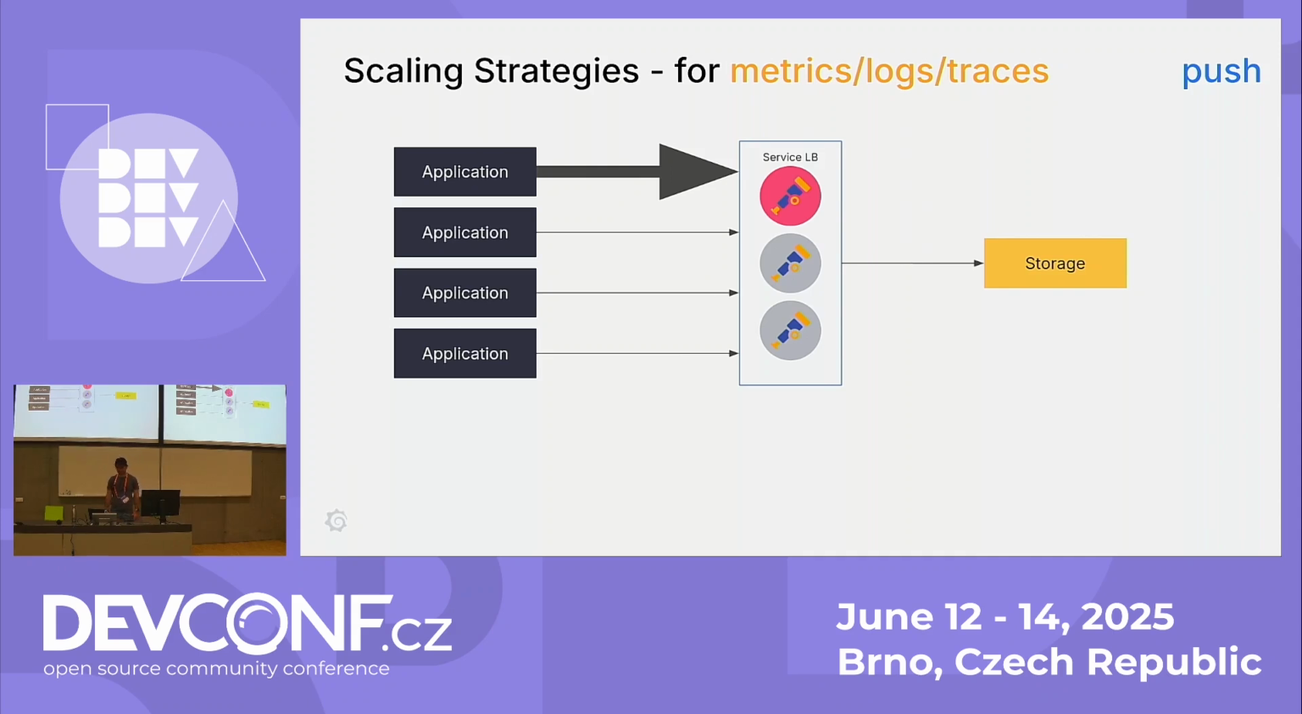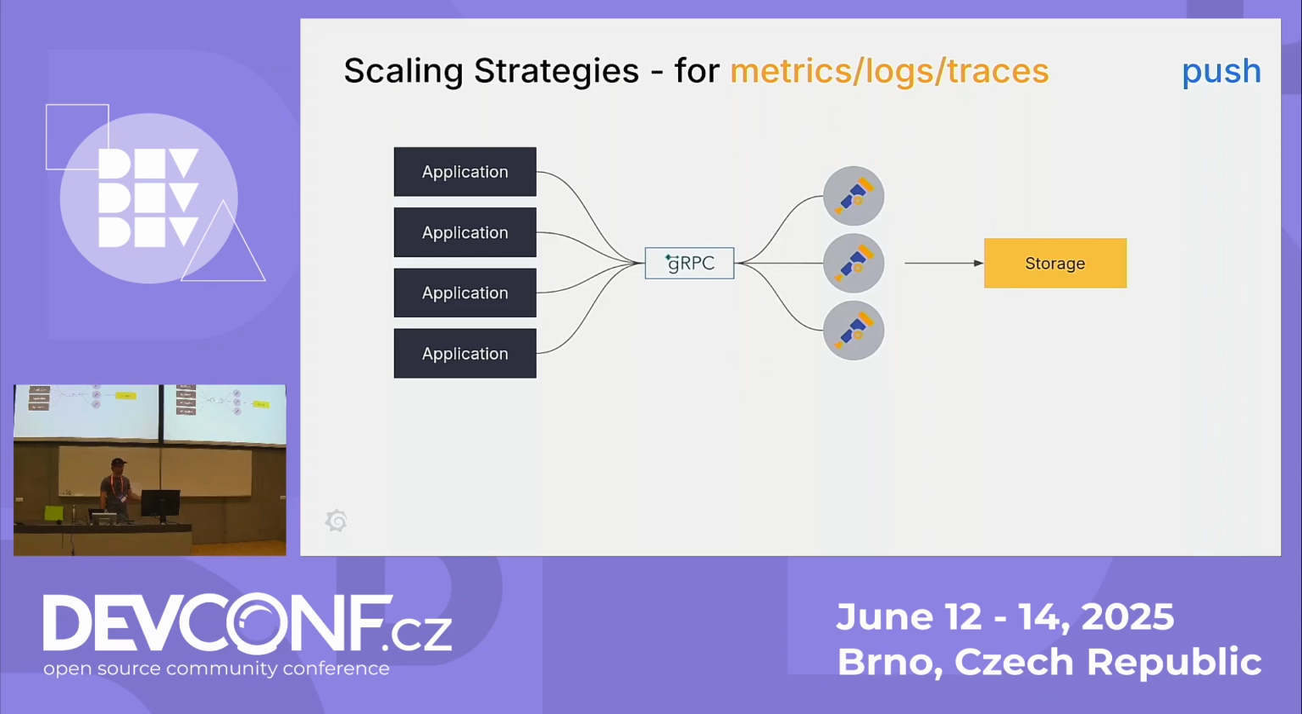Not the best situation. And to go around this, you have a gRPC-aware load balancer. The OpenTelemetry line protocol is based on gRPC, so you can route per request. And if one application starts sending out excessive amounts of metrics, it will be evenly distributed across all the downstream collectors.